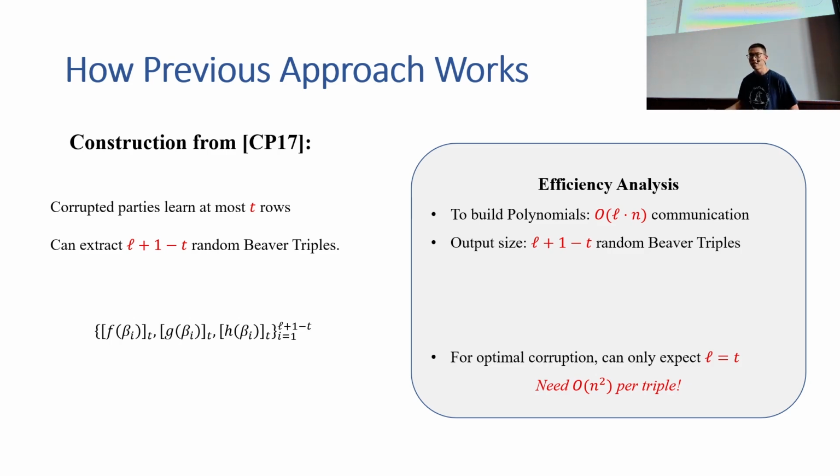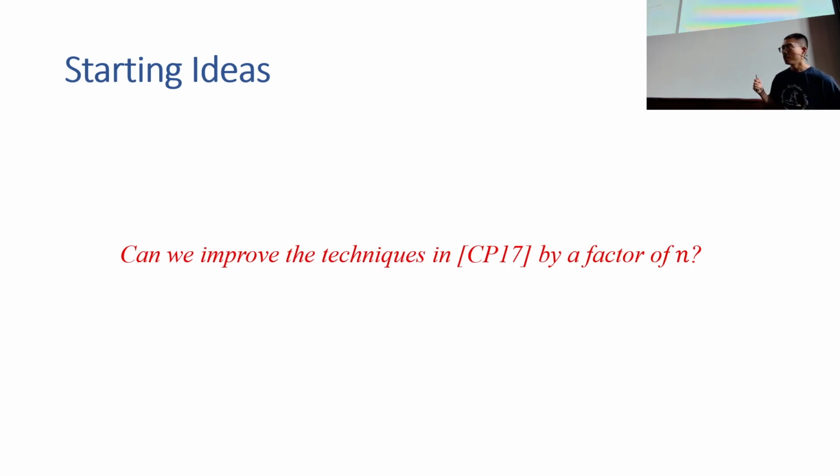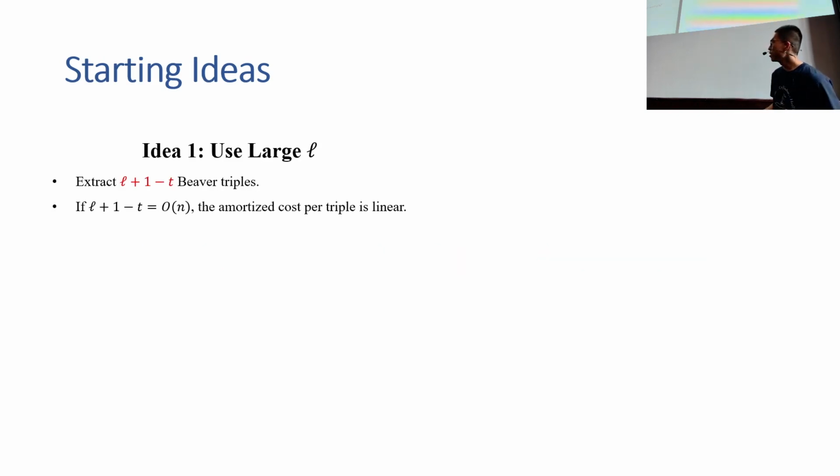Again, we try to use maybe either packed secret sharing or some other ideas. And here we actually give 2 potential ideas. The first one is that you can use a larger L. We just mentioned that you can extract L plus 1 minus T Beaver triples.